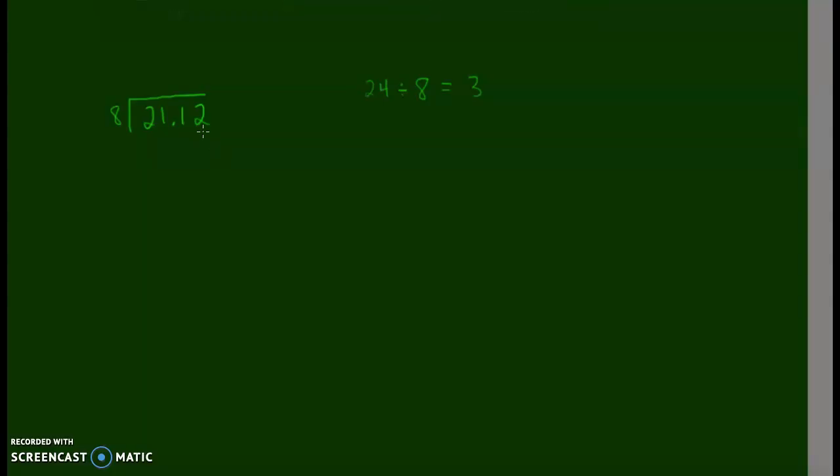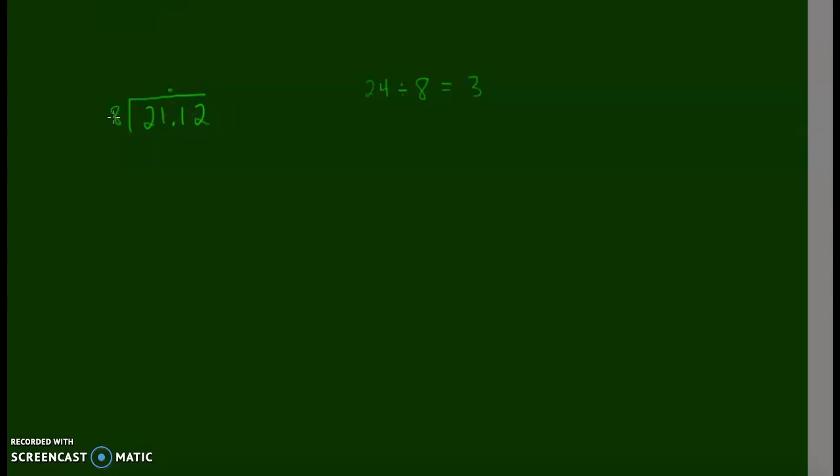Now, to actually solve this, I'm going to use the traditional method. If you're using other methods, the estimate will help you place your decimal. For the traditional method, to place your decimal, all you need to do is slide your decimal straight up into the problem. It just goes right up, and you can put it right in your answer. So now I just follow the division process as normal for traditional.